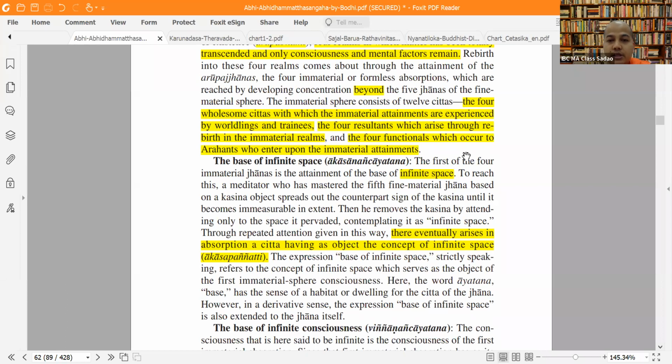That is regarded as arupavachara kusala citta, and the vipaka citta refers to the cittas that you have when you are reborn in the arupa loka due to your establishment of the arupa jhana cittas in this life, right? And the kriya cittas refer to the cittas that enlightened beings, arahants, buddhas, possess when they are in these jhanas.